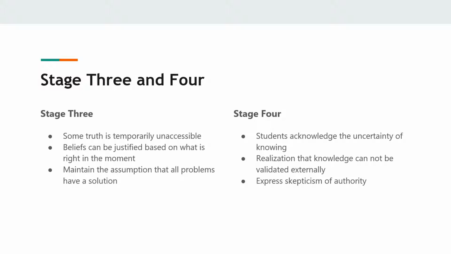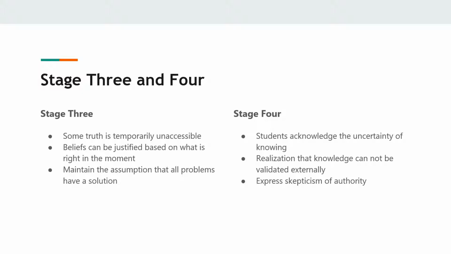Individuals in stage 3 believe that some truth is temporary or inaccessible, and that beliefs can be justified based on what is right in the moment. These students maintain the assumption that all problems have a solution, and this solution will be attained in the long run. In stage 4, students acknowledge the uncertainty of knowing.